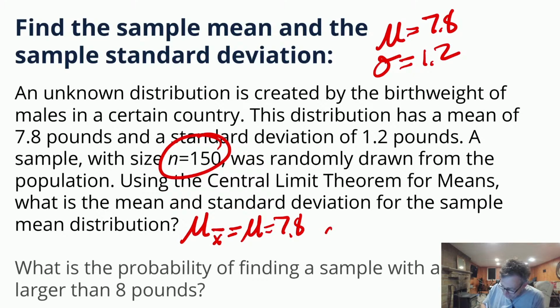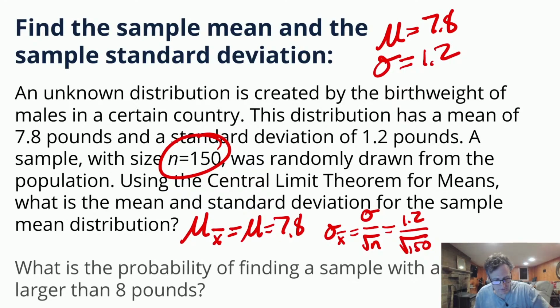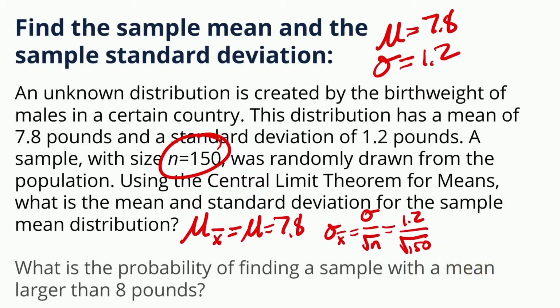So the new standard deviation is the old one divided by the square root of n. And so in our case, it's 1.2 over the square root of 150, whatever that is. Now for something that's actually somewhat important. Well, actually, this is all important, but let's take a look at this problem. What is the probability of finding a sample with a mean larger than 8 pounds?